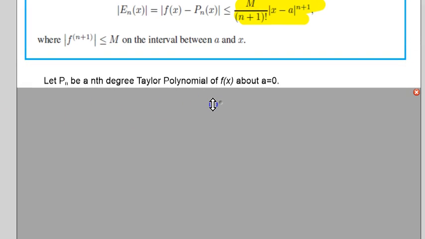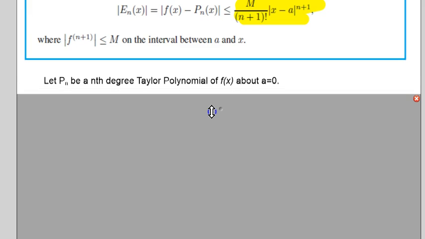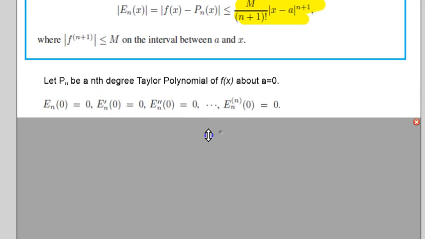So let's explain why this works. First, let's consider an nth degree Taylor polynomial of f of x about a equals 0. And one of the things we know about Taylor polynomials evaluated at the value x equals a, or in this case x equals 0, is that the Taylor polynomial and the function value are exactly matching for that a value.